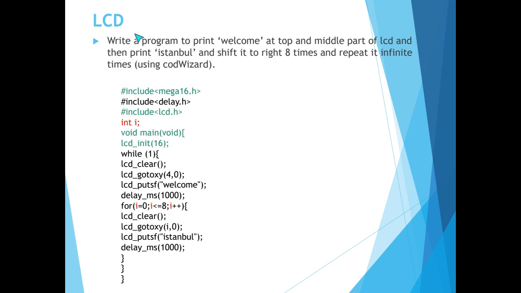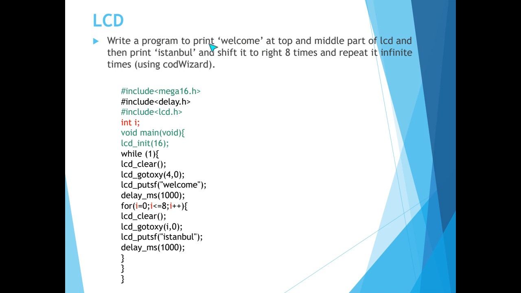So here we have another code that wants us to write a program to print welcome at the top and middle part of the LCD. Welcome includes how many letters? 1, 2, 3, 4, 5, 6, 7. It includes 7 letters. Our LCD includes how many columns? The LCD which we are using includes how many columns? 16. Very nice. Yes. Then what does it mean?